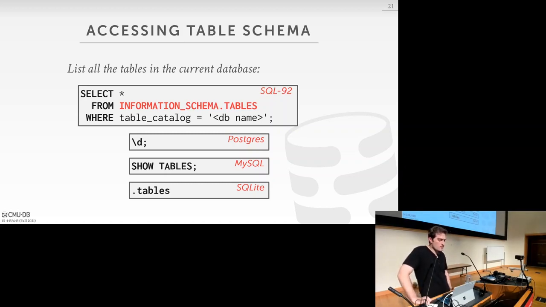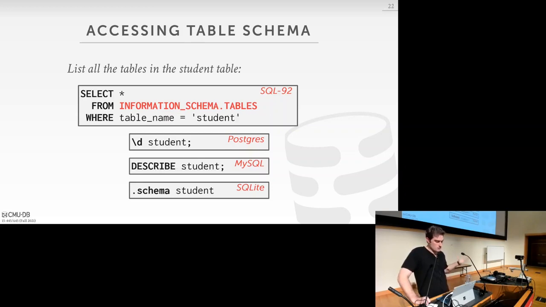If you want to list all of the tables in the current database, you can write this SQL-92 compliant query: select star from information_schema.tables, where the table catalog is the name of the database that you're interested in. And these are just some of the shortcuts that different systems have. In Postgres, you can just do \d. MySQL is show tables, and SQLite is .tables.